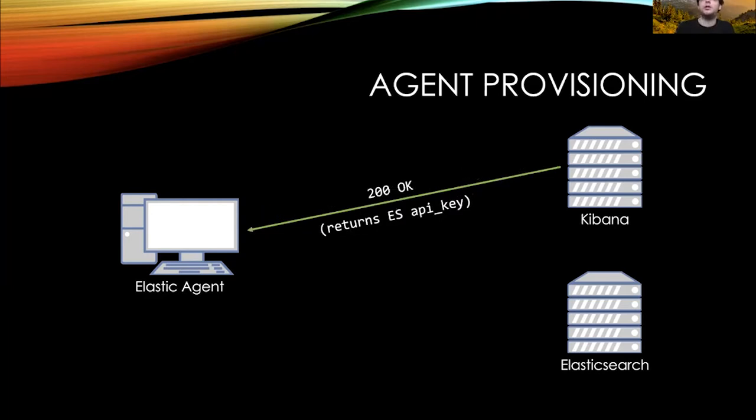Then Kibana generates a new policy. It configures the agent for what it should be collecting, how it should be collecting it. And as a part of that policy, it configures the Elasticsearch output so it knows where to be sending that data. And that is an authenticated request to Elasticsearch. And so it contains the API key that is being used to authenticate all of those requests into Elasticsearch.